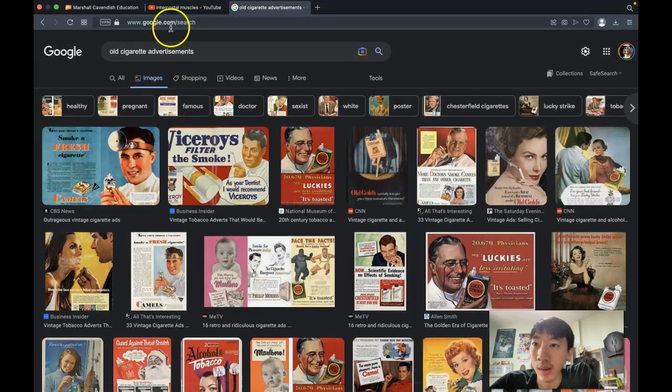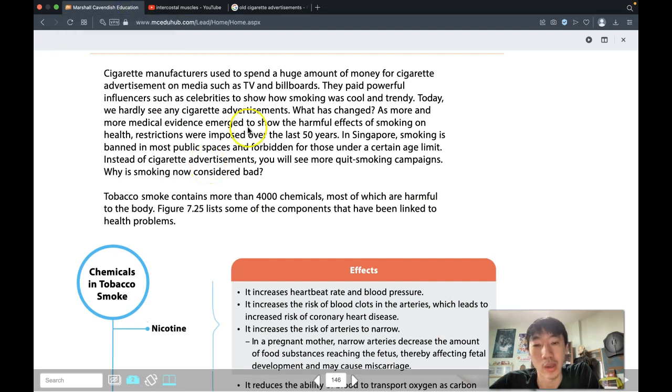Okay, but nowadays you can't advertise cigarettes anymore. Why? What has changed? Because more and more medical evidence has emerged to show the harmful effects of smoking, and restrictions were imposed over the last 50 years, depending on various countries. In Singapore, smoking is banned in most public spaces and forbidden for those under a certain age limit. Do you know what the age limit is? Okay, you shouldn't know. Basically, don't even bother. You shouldn't be going to find cigarettes anyway. So instead of cigarette advertisements, we see a quit smoking campaign.